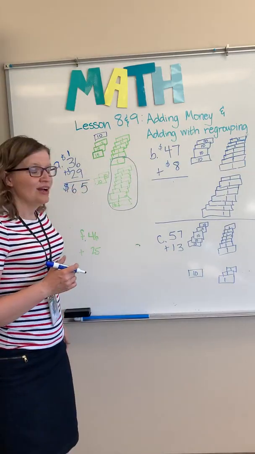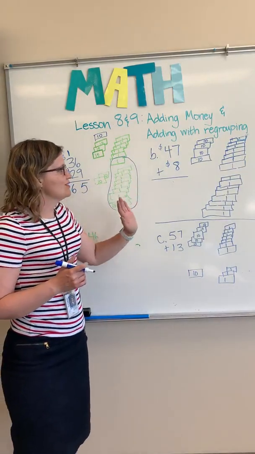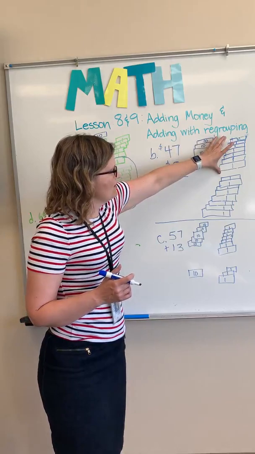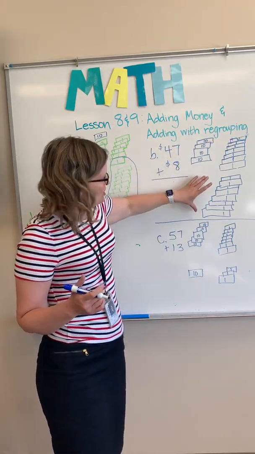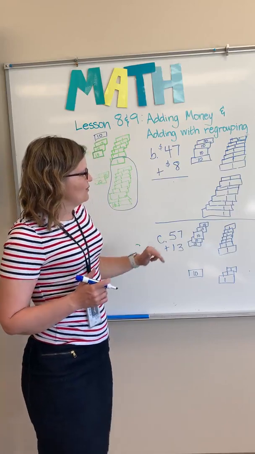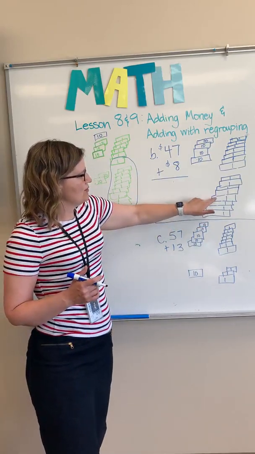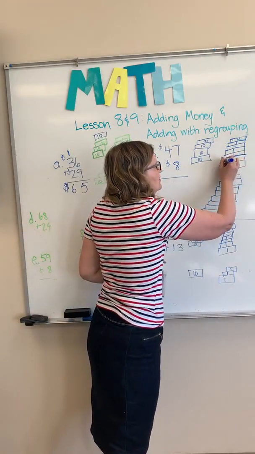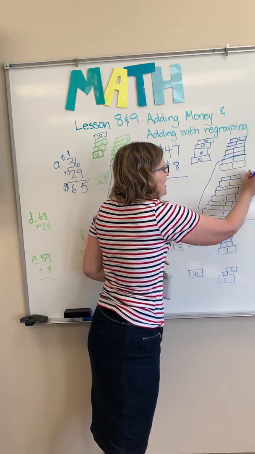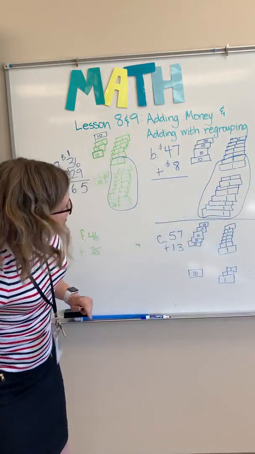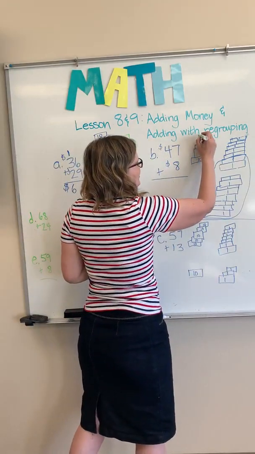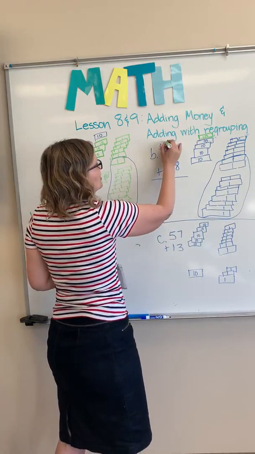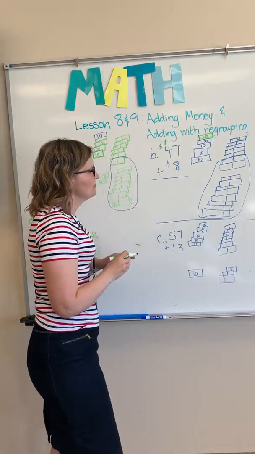Here's another one. Lots of drawing. We have $47, which is 4 tens and 7 ones, plus $8, which is 8 ones. And we count these all up. 1, 2, 3, 4, 5, 6, 7, 8, 9, 10. So I know that this is going to be a group of 10. And I'm going to use a different marker. I'm going to put this right here. This is our regrouped ten, to show that we've put another group of 10.